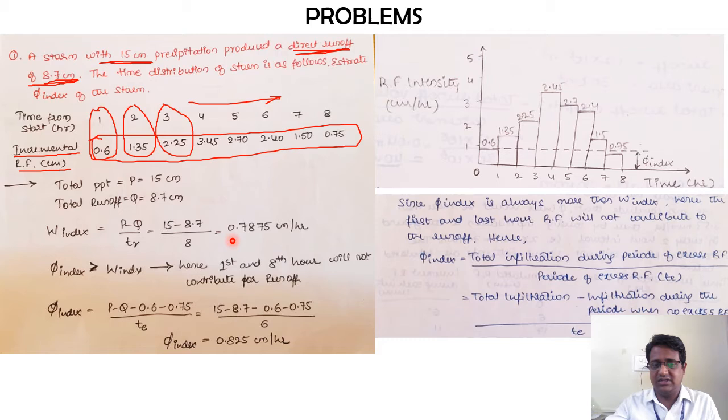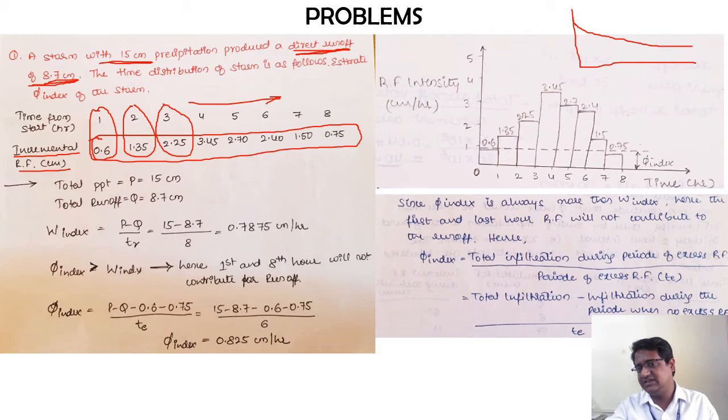So the total is equal to 0.7875 centimeter per hour. This is nothing but your W index. What does this number indicate? Whenever you consider Horton's equation, initially the infiltration rate will be more, but as time passes, the infiltration rate is going to get reduced. The constant value we get, we are going to call that the infiltration capacity.